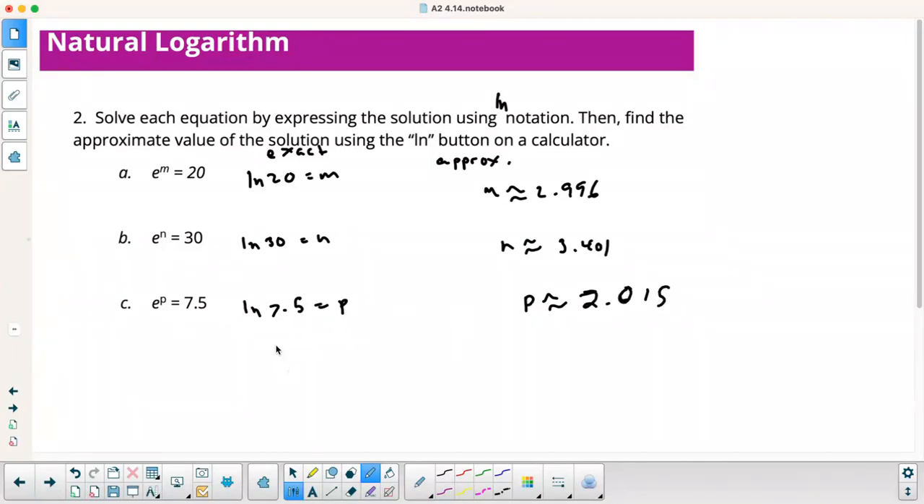Again, remember, what does this mean? This means back here, e to what power gives me 7.5. Remember, e is 2.718. So let's just test it out. 2.718 to the 2.015. Let's see if I get 7.5. Sure enough, it's 7.499, pretty close to 7.5. It's not going to be exact because we rounded.